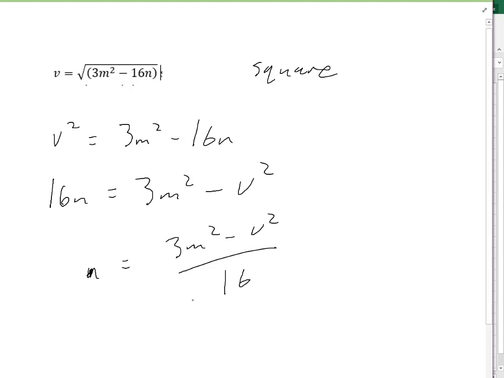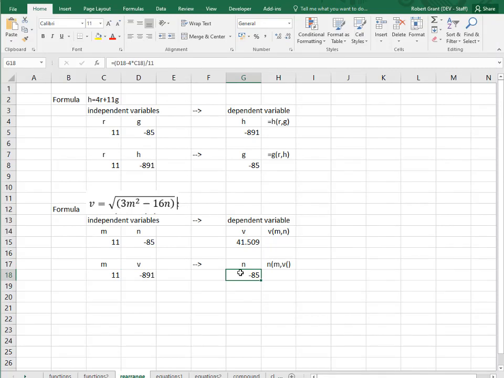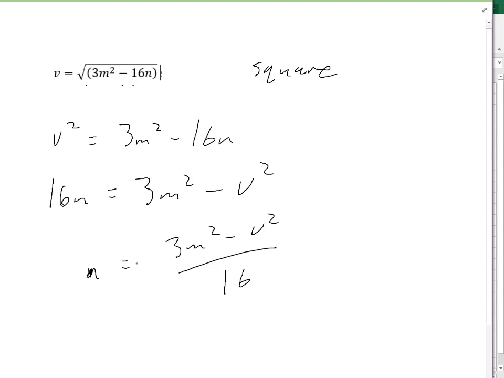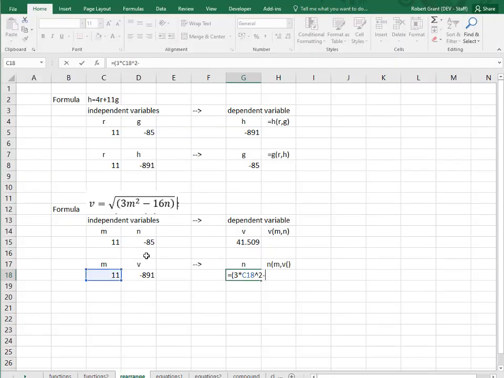So 3m squared minus v squared over 16 equal to 3 times m to the power 2 minus, I think you've got minus what? Minus v squared. V to the power 2 divided by 16.